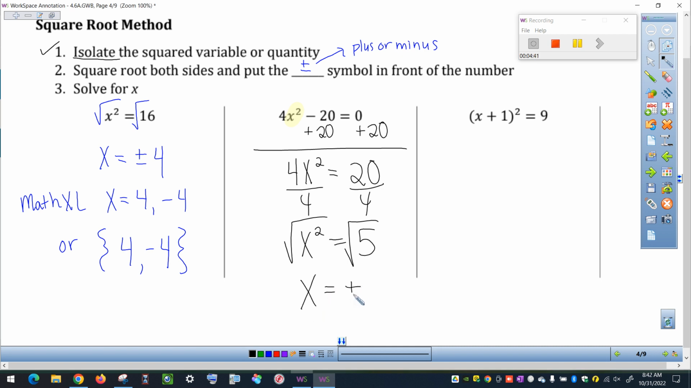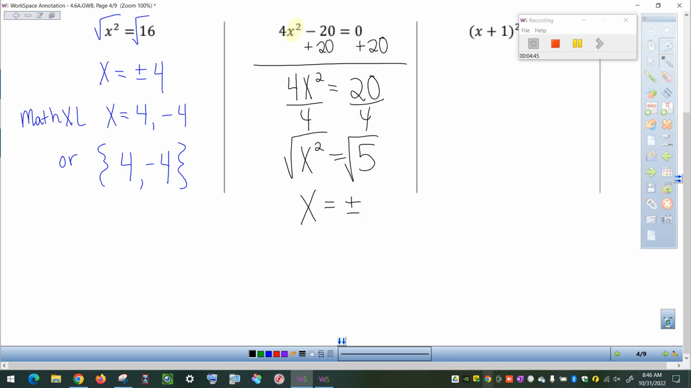On the other side, we're going to put our plus or minus symbol, but we can't actually do the square root of 5, not perfectly anyway. If you were to type it into your calculator, you would get a decimal. It's approximately 2.23.